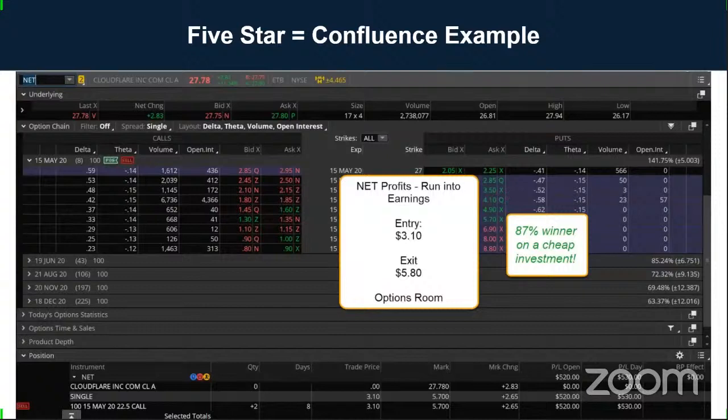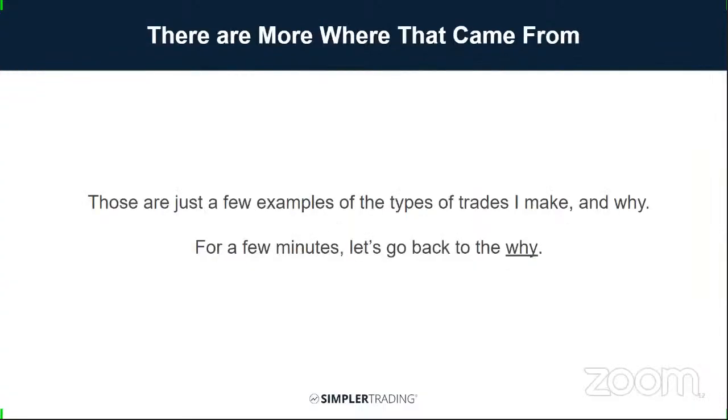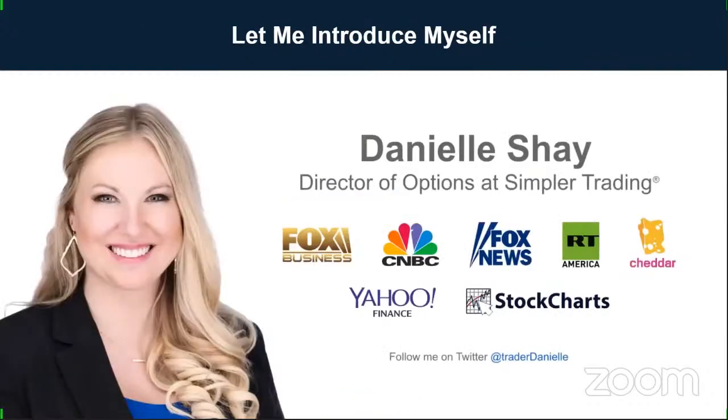So here's just an example. I like to give examples of the types of trades that I do. This one was a pretty cheap trade. It was $3.10 a pop, and I got out of those for $5.80 a pop. That was an 87% winner. And I think that only took maybe a week or so. But those are the type of trades I do. And I'm going to show you a bunch more examples here, along with all of my tips for trading small accounts.